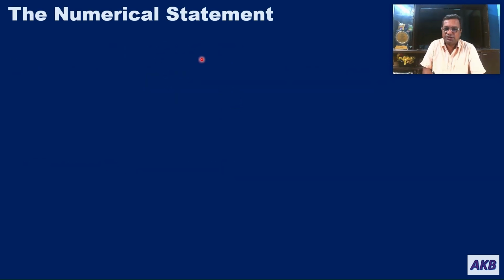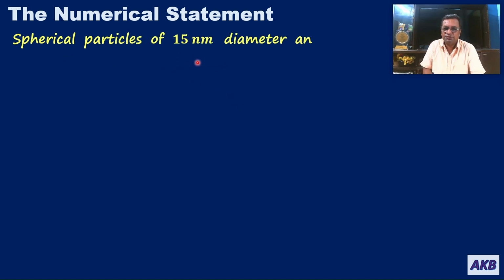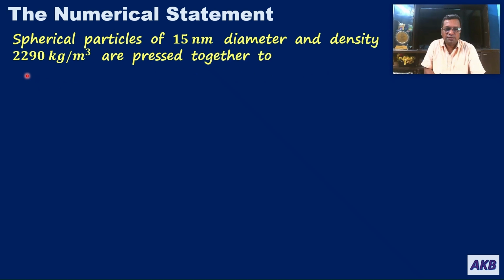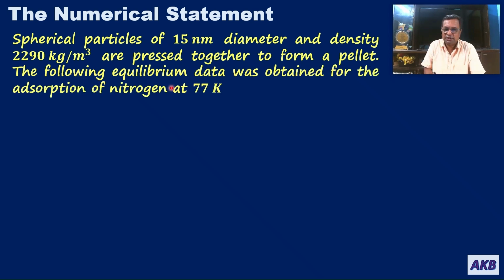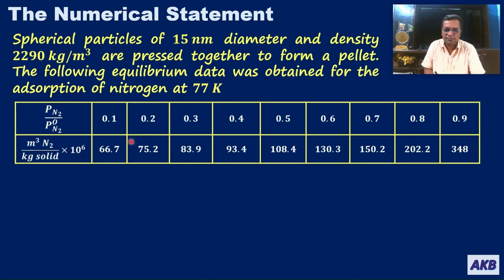First, we will look at the numerical statement. Spherical particles of 15 nanometer diameter and density of 2290 kg per meter cube are pressed together to form a pellet. The following equilibrium data was obtained for adsorption of nitrogen at 77 Kelvin. So you have the equilibrium data that is given to us.